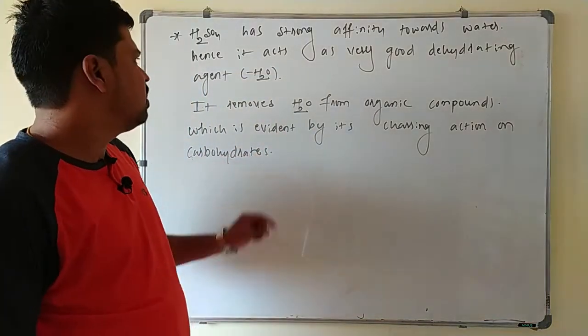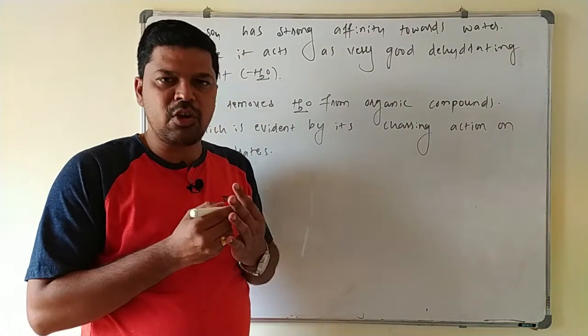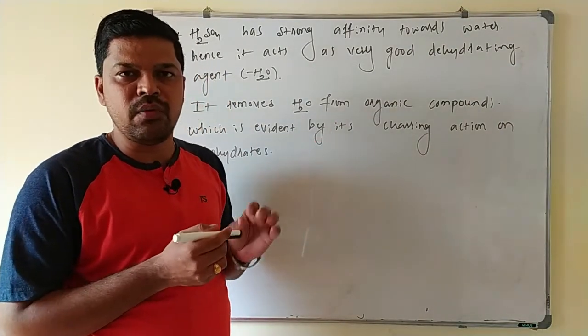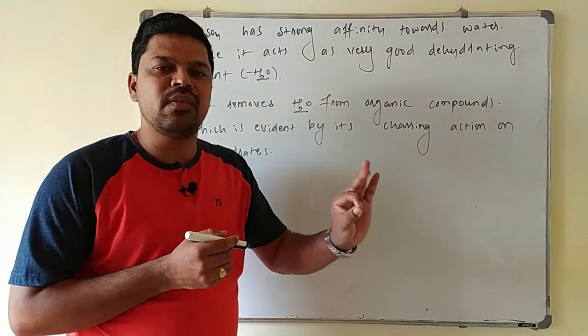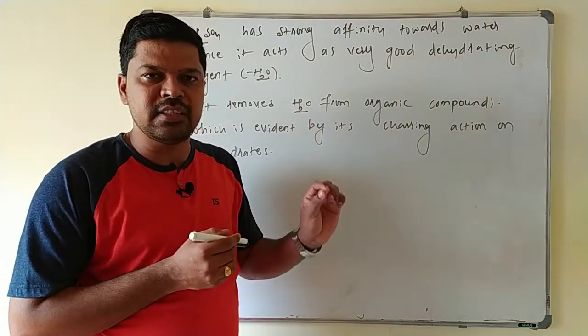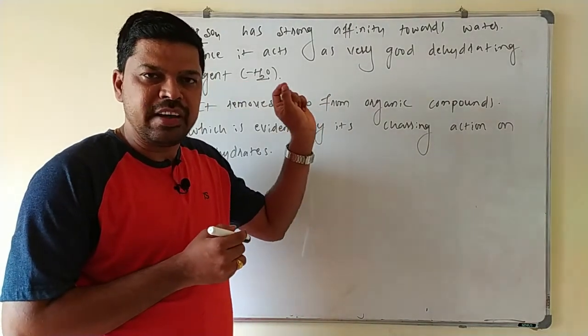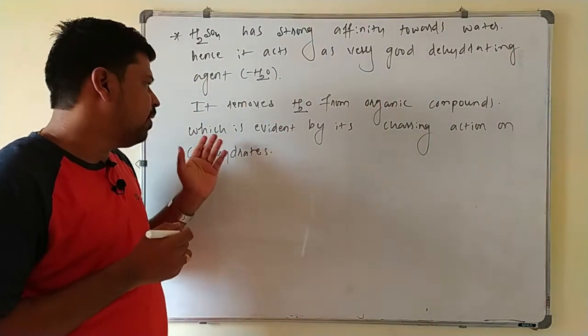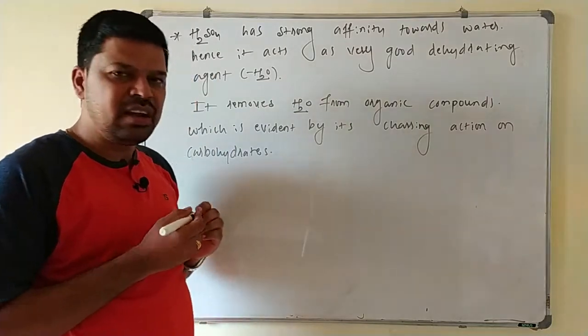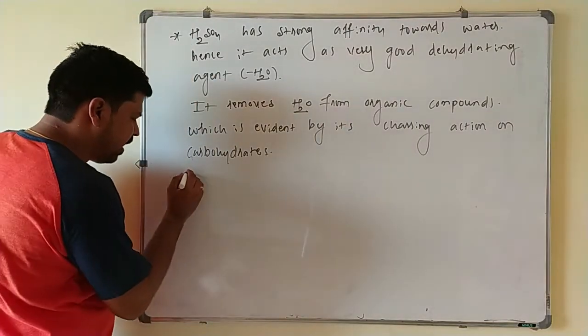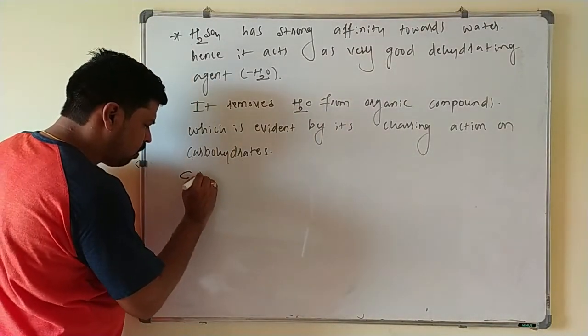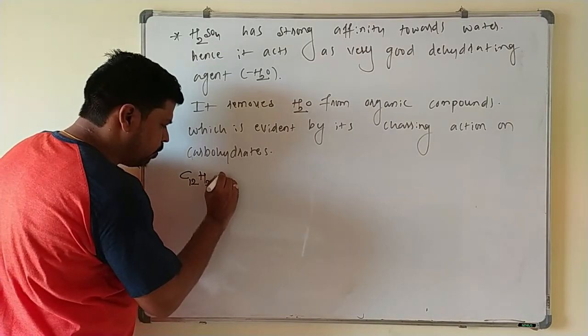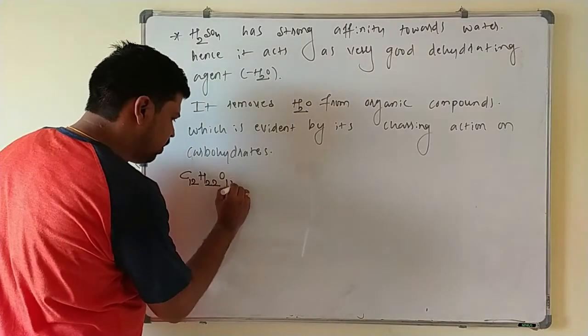See here, this H2SO4 has a strong affinity towards water, hence it acts as a very good dehydrating agent. Whenever concentrated H2SO4 is treated with organic compounds, it removes water from the organic compound, and that will be evident by its charring action on carbohydrates. For example, if I write C12H22O11, this will be your sucrose.